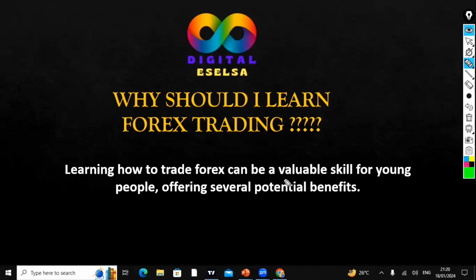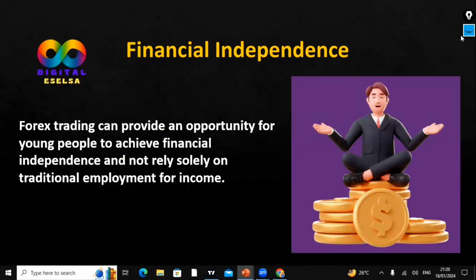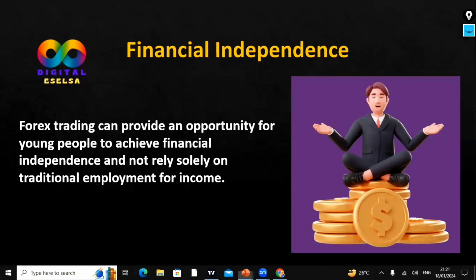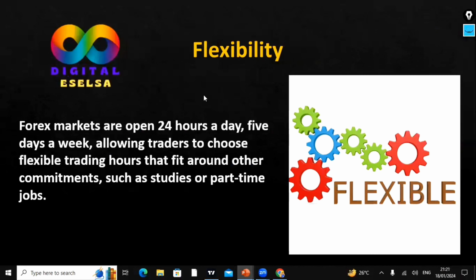Learning how to trade Forex can be a valuable skill for young people, offering several potential benefits. There are a lot of benefits you can get from learning how to trade Forex. I won't even waste time on this because you already know. Number one on this list is financial independence. Forex trading can provide an opportunity for young people to achieve financial independence and not rely solely on traditional employment for income. When you learn how to trade Forex, you'll be able to make a lot of money without relying on jobs only.